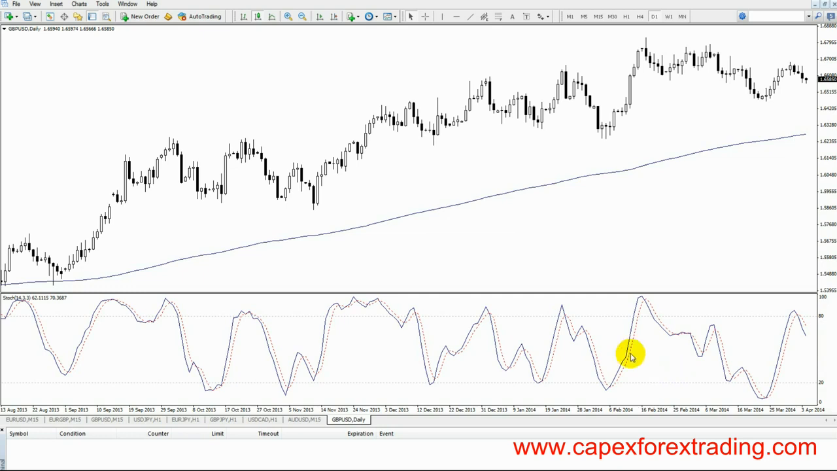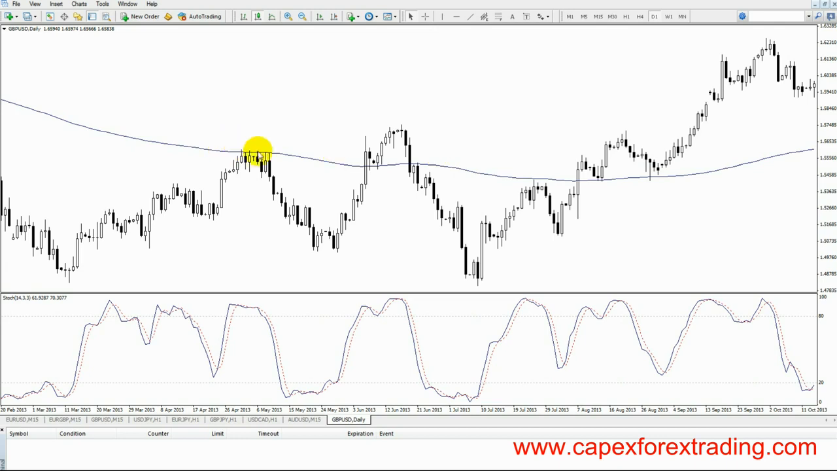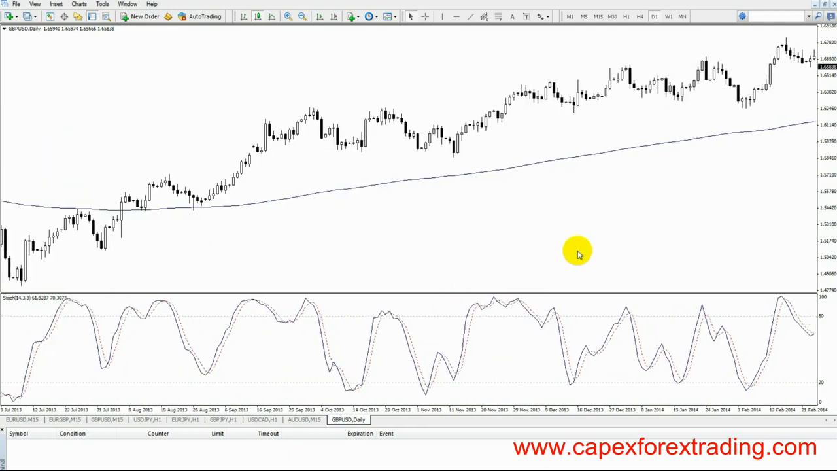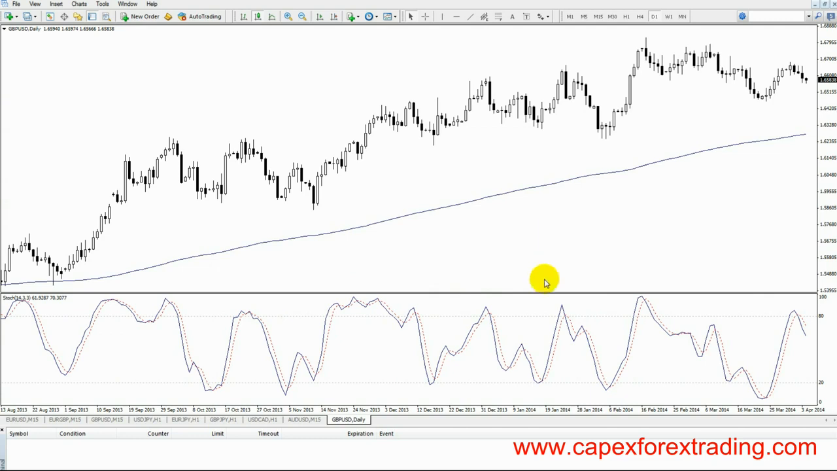So what we need to do with the stochastics indicator is combine it with another one. In order to increase the reliability of the stochastics indicator, we need to use a 200 period exponential moving average. In general terms, when the exponential moving average is sloping upwards and prices are above it, we're looking to trade in the upwards direction. However, when the EMA is sloping downwards and prices are below it, we're looking to trade in the downwards direction. So by combining the stochastics indicator and the 200 EMA, we're not looking to trade against the trend. We're only looking to trade in the direction of the trend itself.